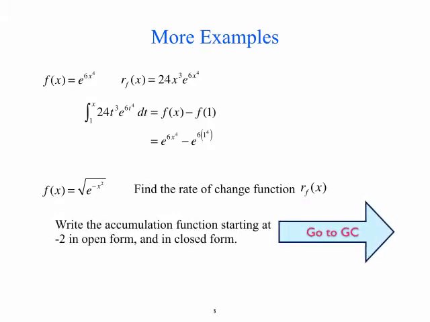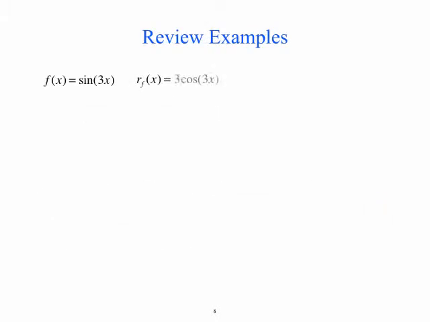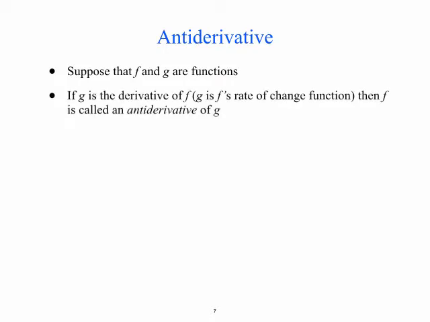And then we've got some more. Again, I want to make sure that we get to the punchline. So this is important. Sorry, I had a lot of examples ready for you. Okay, so suppose that f and g are functions, okay? If g is the derivative of f, i.e. g is f's rate of change function, then f is called an antiderivative of g, okay? So thinking in reverse. So g is the derivative of f, means f is an antiderivative of g, okay?